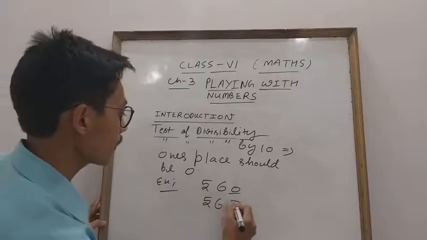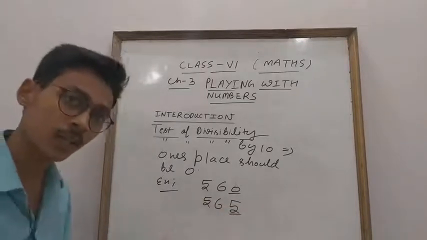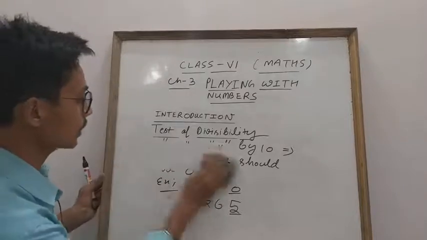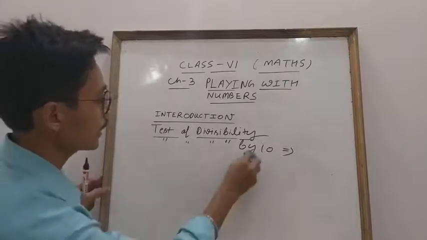565, tell me, is 565 divisible by 10 or not? You will say no, because the ones place is not 0. Clear student? So this is our test of divisibility by 10.